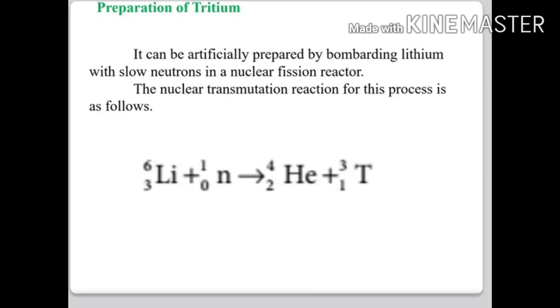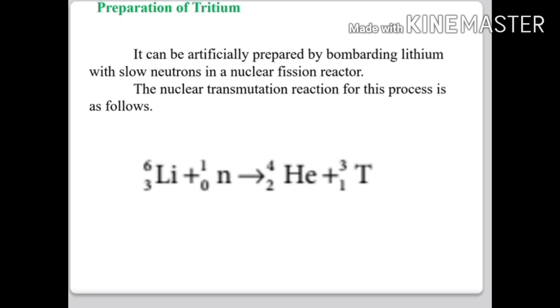Next is the preparation of tritium. Tritium is a radioactive element, so it is prepared artificially by bombarding lithium with slow neutrons in a nuclear fission reactor. That is a nuclear reaction.